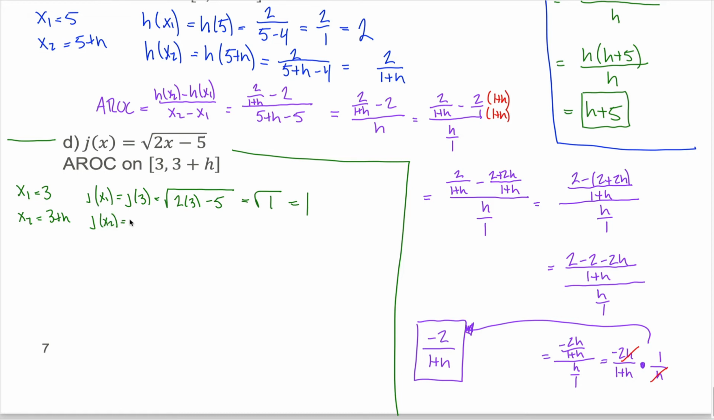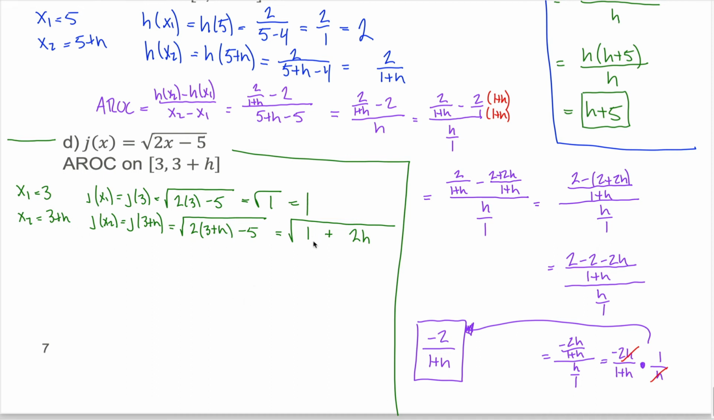J of x2 is going to be j of 3 plus h. J of 3 plus h, much like j of 3, I get from staring at this expression right here and changing all the x's into 3 plus h's. So I'd get the square root of 2 times 3 plus h minus 5. Not a whole lot of simplification you can do with that, but you could get rid of these parentheses now if you felt like it. 2 times 3 plus h is 6 plus 2h if you distribute the 2. And then that 6 minus this 5 leaves you with the 1. So I get 1 plus 2h when I distribute this 2 and collect like terms.